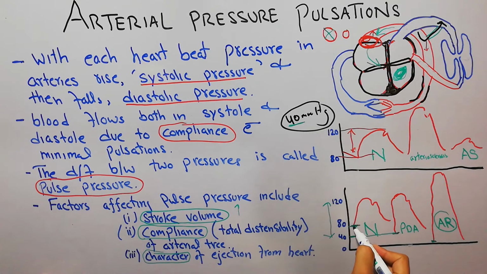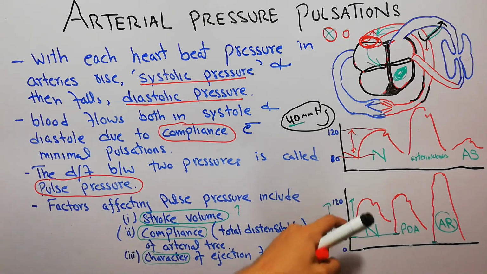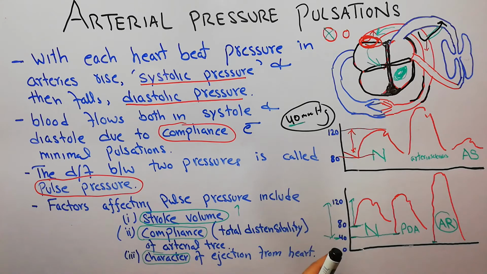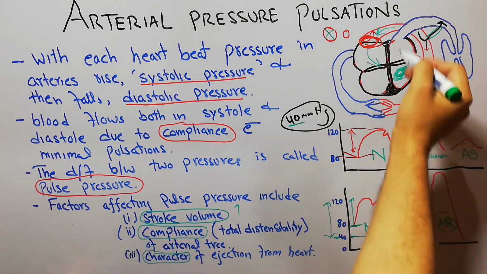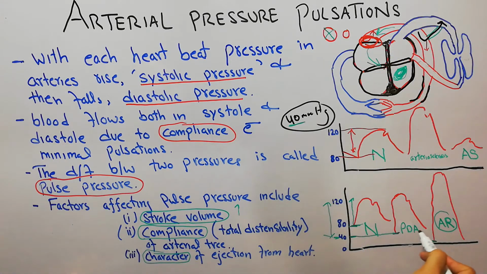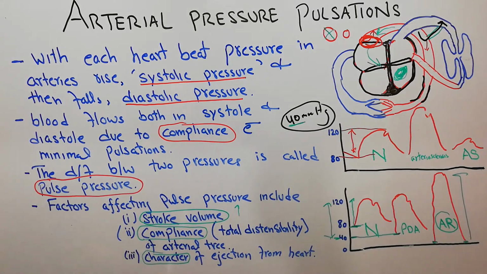Normally, the pressure should be between 80 and 120. In PDA, the pressure is falling below the 80 level. It is falling till 40. We are just assuming that it is falling up to the 40 level, 40 mm of mercury. It may fall up to 50 or 30, whatever. And in aortic regurge, a lot of blood is coming backward here. So the diastolic pressure may fall up to zero. So this is again increasing the difference between diastolic and systolic pressure and leading to a high pulse pressure difference.